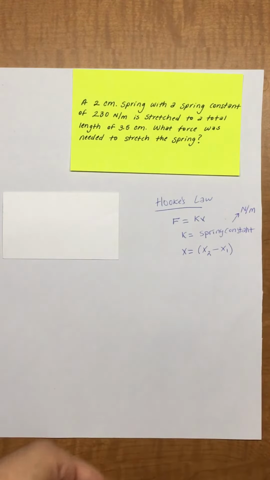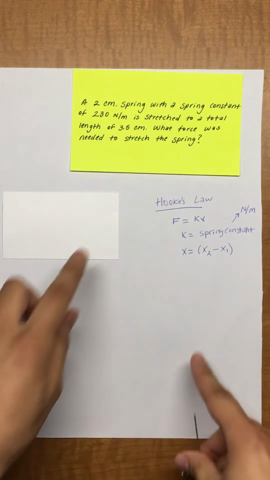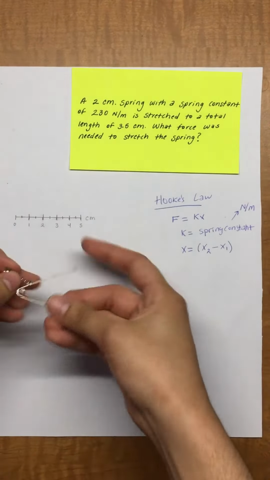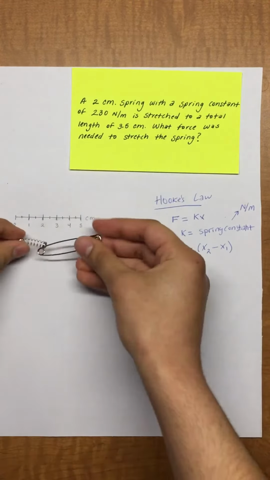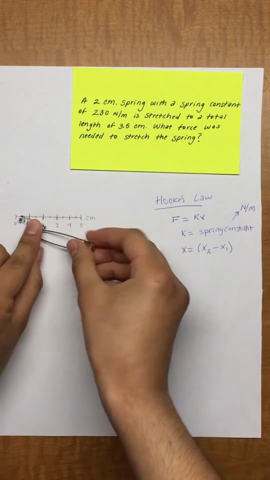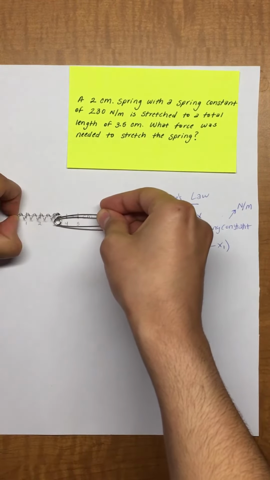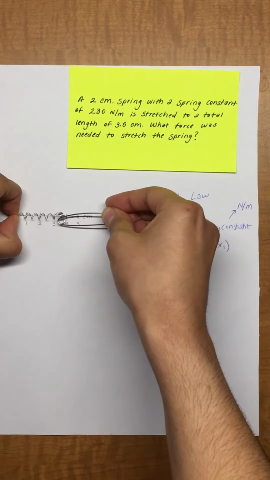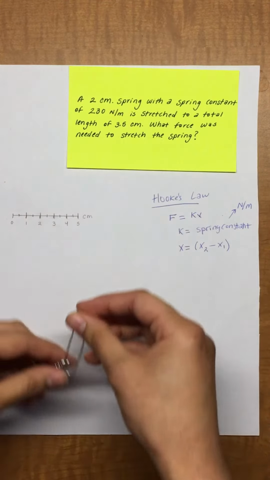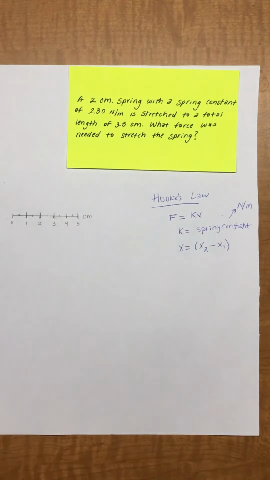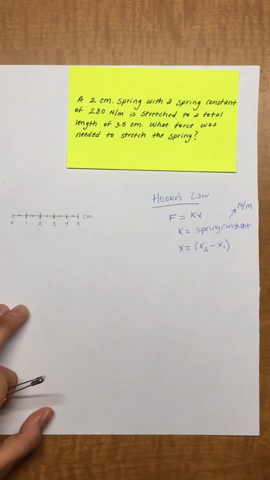A 2 centimeter spring with a spring constant of 230 newtons per meter is stretched to a total length of 3.5 centimeters. What force was needed to stretch the spring? So we have it right here. Our 2 centimeter spring, stretched to 3.5 centimeters. You can see there, 3.5 centimeters. What force was needed? So let's write down the information that we have first.